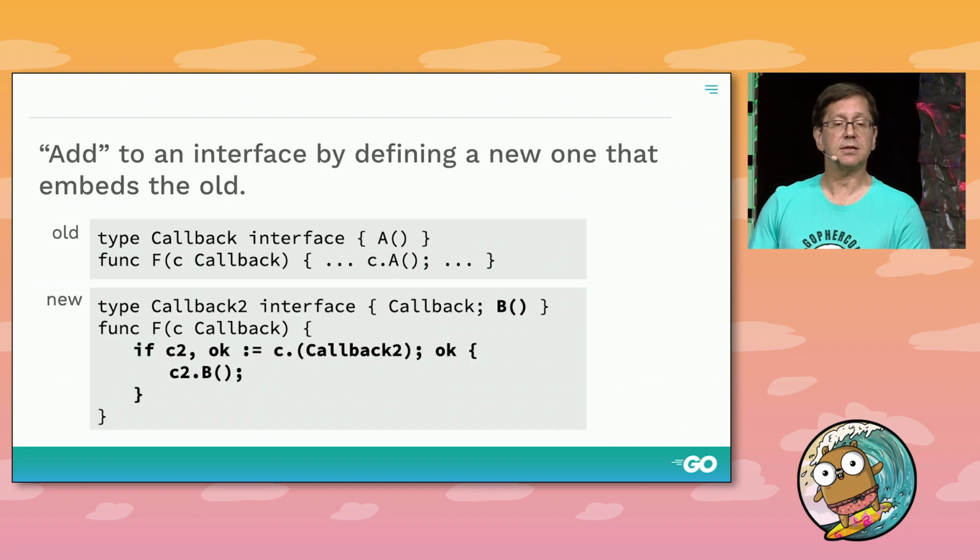In cases like these, you're better off just defining a new interface that adds a method. Then your code can check dynamically if the new method is there. Here, instead of adding the new method B to callback, I make a new type, callback2, that has B. Function F determines at runtime whether the passed callback has a B method or not by using a type assertion.